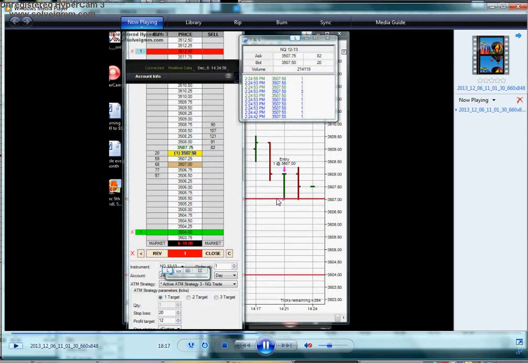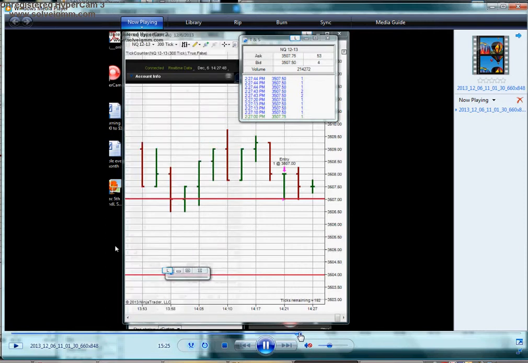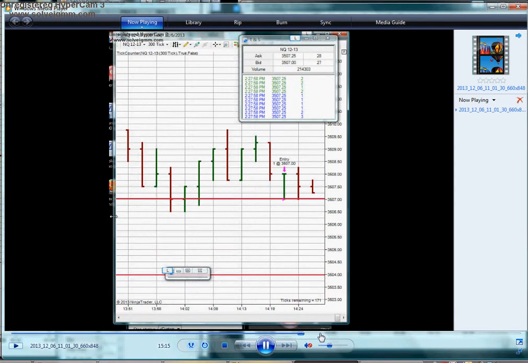I just put my lines down for my entry and my profit at this point. It's 2:24, so 4 minutes. 6 minutes. 7 minutes. Still in the trade. Just taking a long time because the market is actually moving kind of slow.